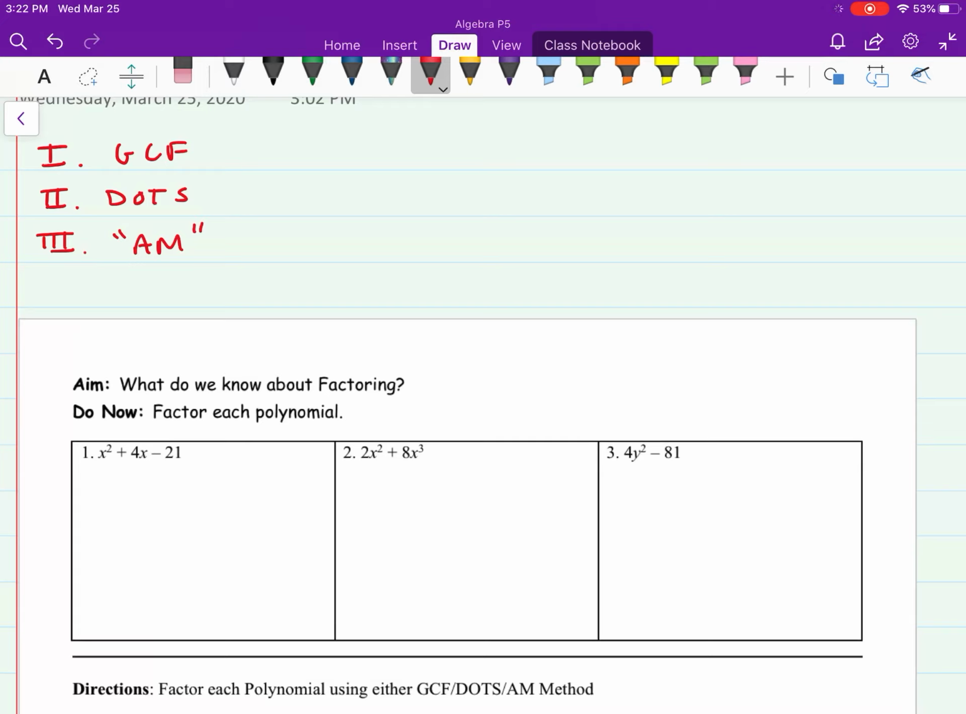I don't see two perfect squares there. First of all, it's a trinomial, which means there's three terms, not two. And second of all, there's not perfect squares. So this is going to be the AM method. You put an A above the 4, M above the negative 21, double parentheses. First term is x squared, so x times x. And now we've got to play with numbers that multiply to negative 21 and add up to positive 4, which would be a positive 7 and a negative 3.